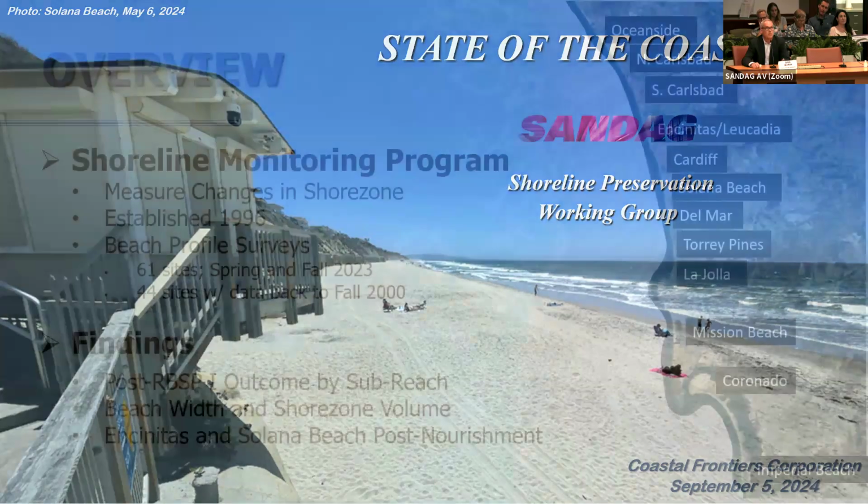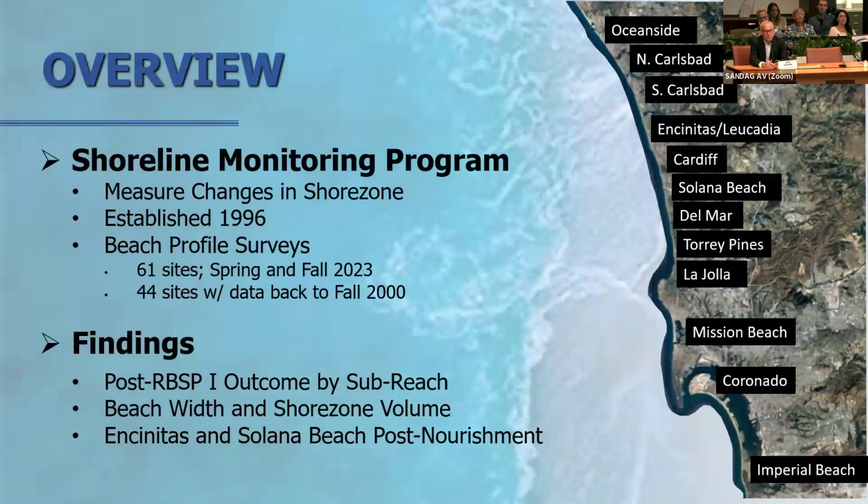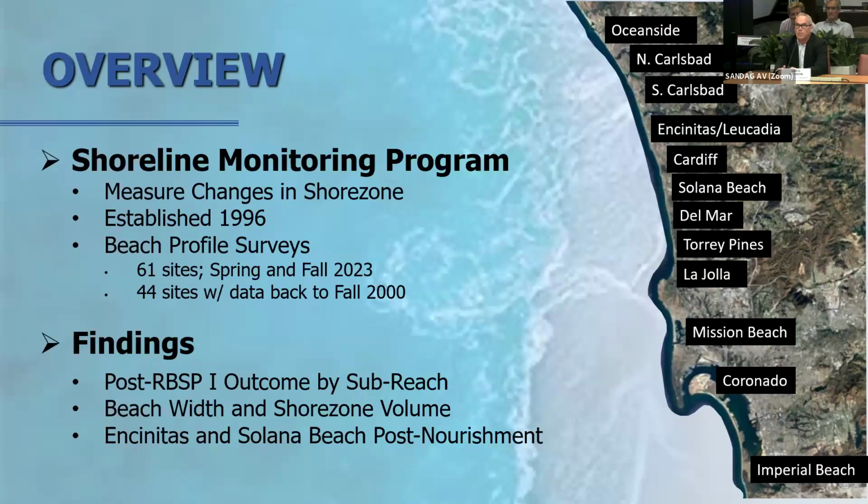For those of you who are not familiar with the Shoreline Monitoring Program, we're coming up on three decades of monitoring for SANDAG, probably one of the longest programs in the country. We have 61 beach profile sites between Oceanside and the U.S.-Mexico border. 44 of those sites date back to fall 2000, which is just prior to Regional Beach Sand 1. So those are really important sites for us, which we're going to be using today to make a lot of our conclusions.